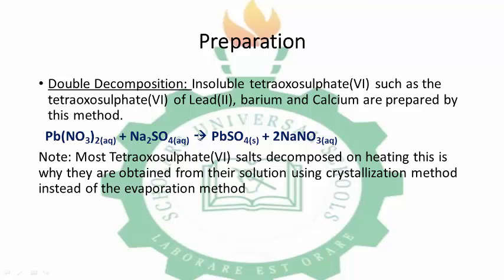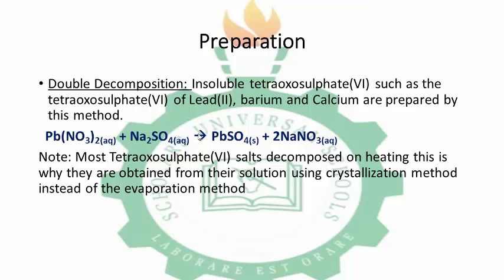Now, please take note that most tetraoxosulphate(VI) salts decompose on heating, and this is why they are obtained from their solution using the crystallization method instead of the evaporation method. Extracting them from their solution using evaporation is not an appropriate method. Evaporation is not appropriate for obtaining tetraoxosulphate(VI) salt, but rather the crystallization method is most preferable.